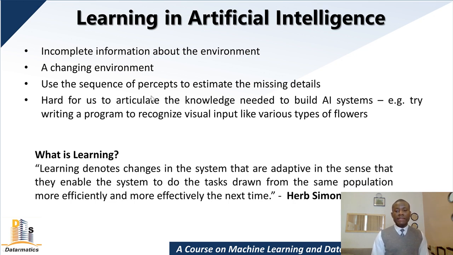Learning in AI is related to how we learn as humans, but not exactly the same. Here, learning is a broad, general term that denotes changes in the system that are adaptive, in the sense that they enable the system to do tasks drawn from the same population more effectively and more efficiently next time. This is going to become clear as we move on.